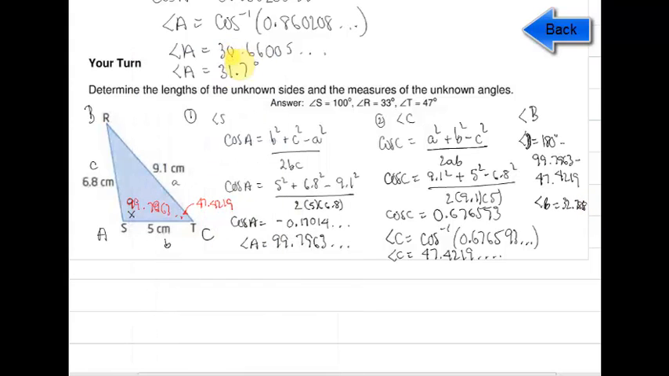Okay, so keeping in mind that my angles really aren't A, B, and C, angle S is equal to 100, right? That's the 99.7963 rounded off. Angle T is equal to 47 degrees, because that's the 47.4219 rounded off. And angle R is equal to 33 degrees, because that's the 32.7818 rounded off. Okay, and there your triangle is fully solved. And that's the end of this unit.